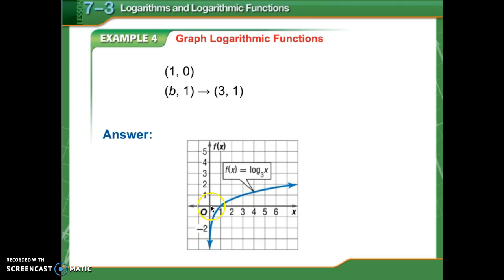So if we go to 1/3, that's about here. Let me draw this on the screen. 1/3, negative 1 would be about here. Then we'd have 1, comma, 0, which is here, and b, comma, 1, which is 3, comma, 1, which is here. And so you can see if we connect those 3 points, we're going to sketch the graph that they have shown in blue.